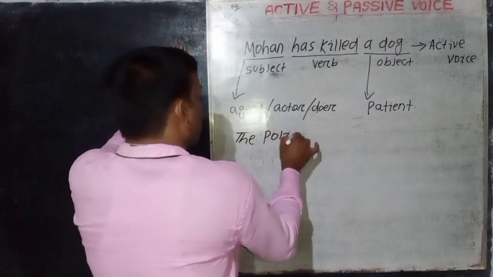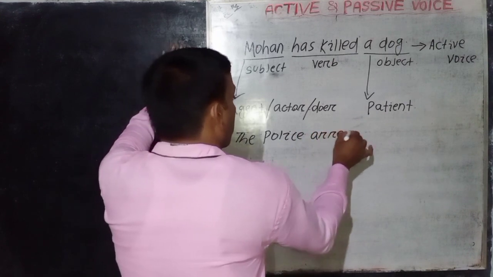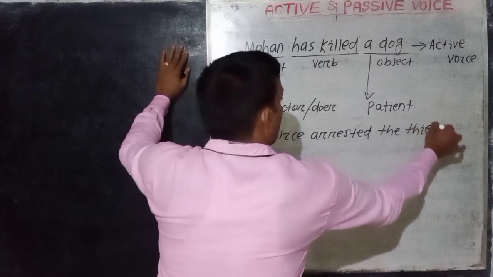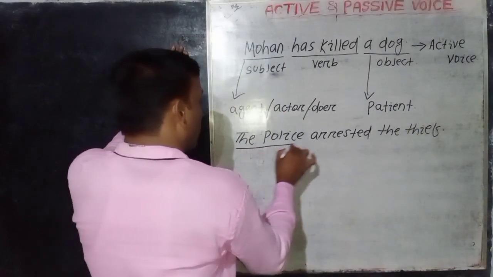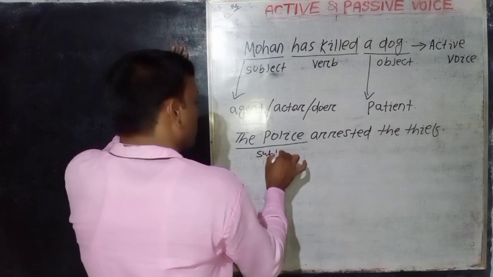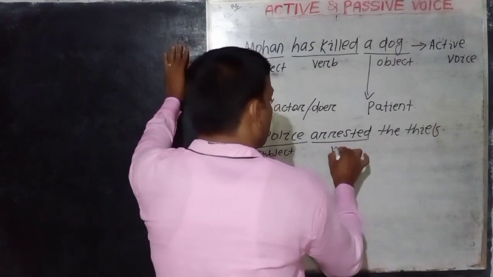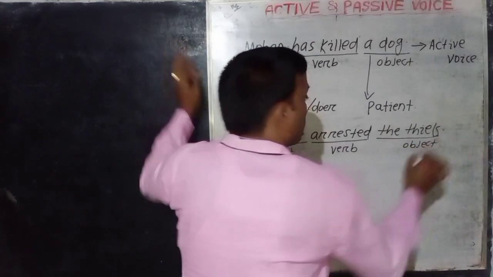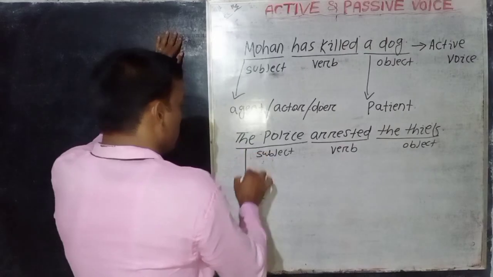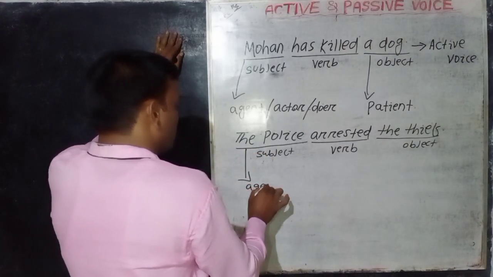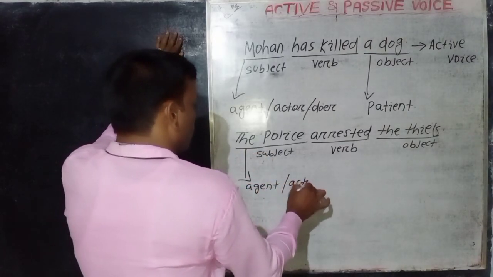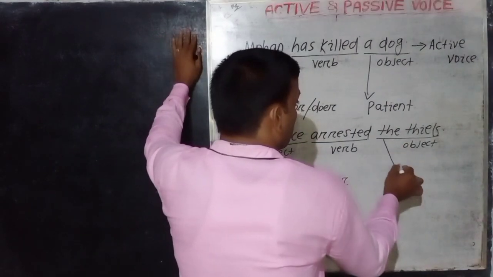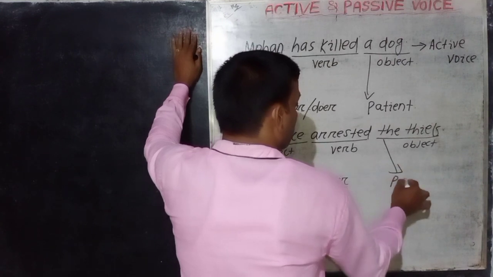So see another example. The police arrested the thief. So here the pattern is: the police, that is your subject, and arrested, that is your verb, and the thief, that is your object. And the same thing you can mention here. The police we can call the agent or actor or doer. And the thief we can say is your patient.